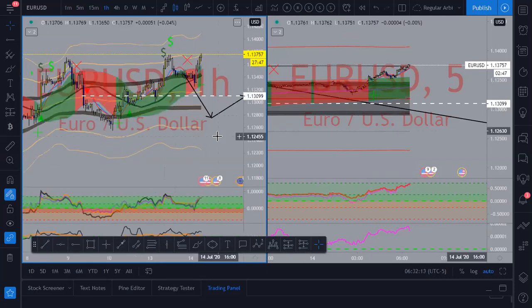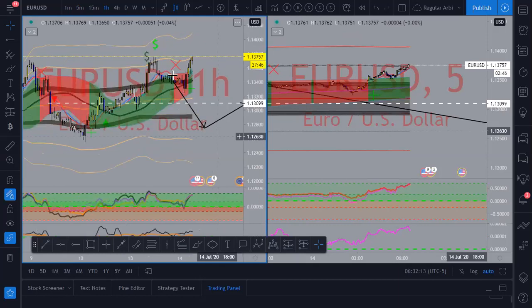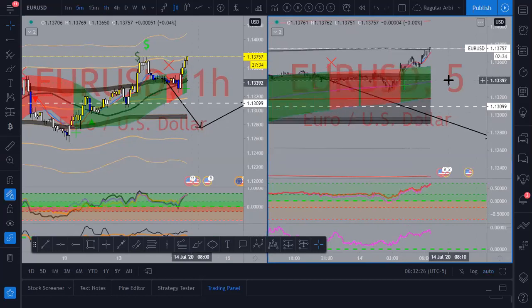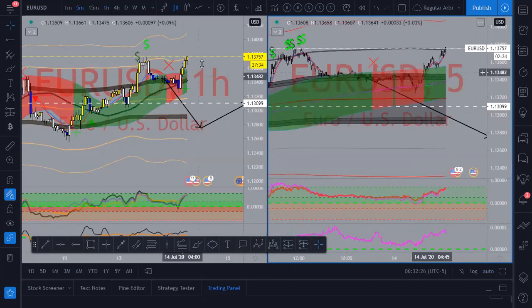EURUSD. All right, so we had price almost come and give us a sell on the 1 hour time frame, but we never got that. And so price ended up actually going bullish. But on both the 5 minute and the 1 hour time frame, we can see that price has come back up to yesterday's highs, which made a double top on recent price action.